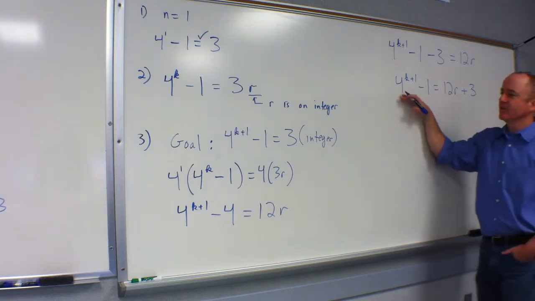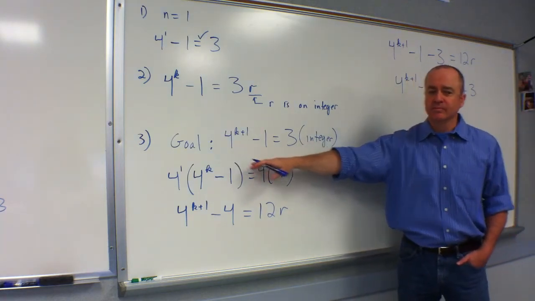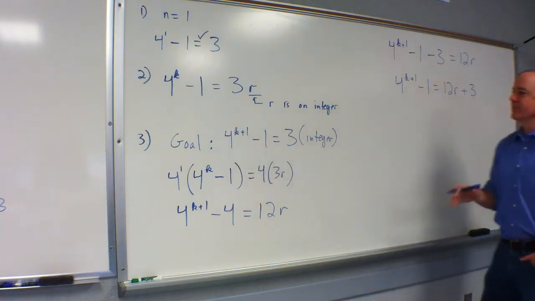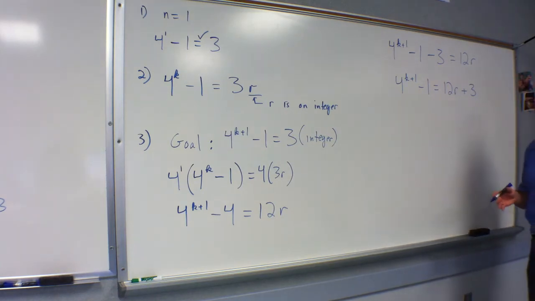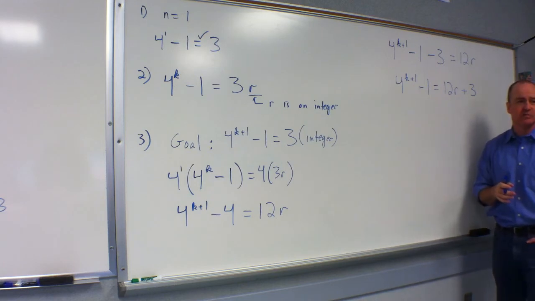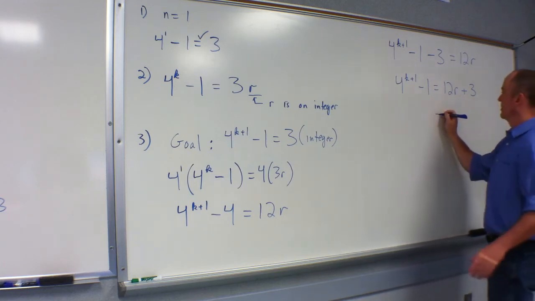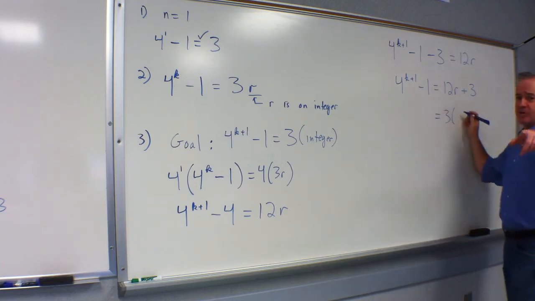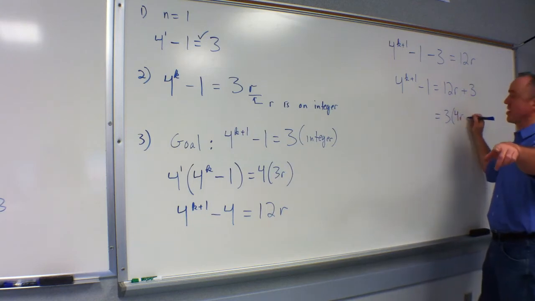This side looks like my goal. But what I have to prove is, remember, the whole goal is to prove that whatever you do when you raise 4 to any power and take away 1, you always get something divisible by 3. Take out 3 from that side. And what's left? 4r plus 1. Brilliant.